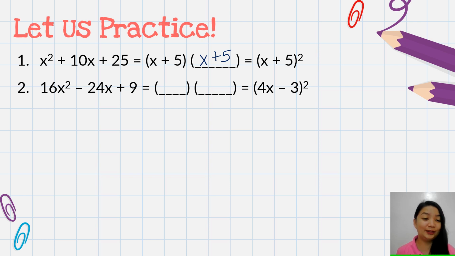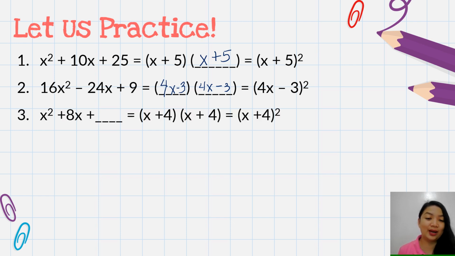What is the square root of 16x squared? Yes, it's 4x. How about the square root of 9? Correct, that is 3. And then we put the negative sign here. You may also check if it is PST. 4 times 3 is 12 times 2, 24. So still, it is a perfect square trinomial.